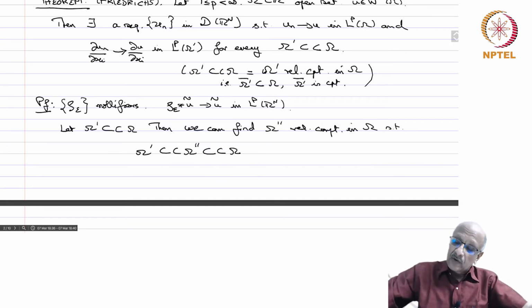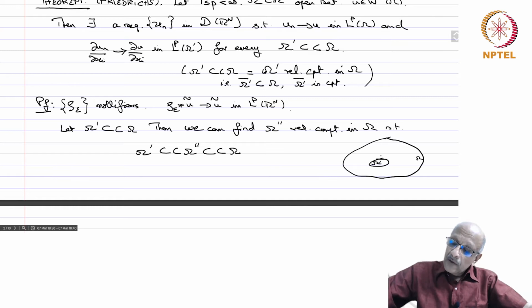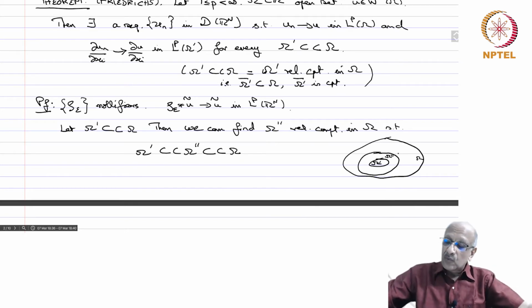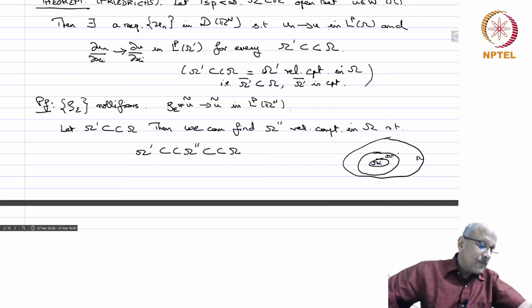So let us assume, so you have omega here and this is omega prime. So I can put one more relatively compact set omega double prime inside. So that is what this question of Rn and its topology is. You know, we have T3, T4 spaces and all that. This comes from those properties.